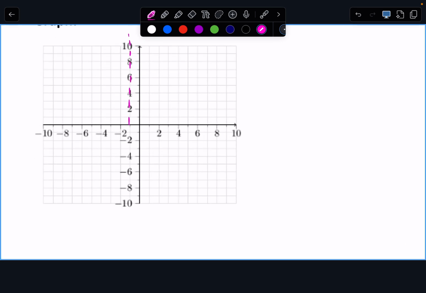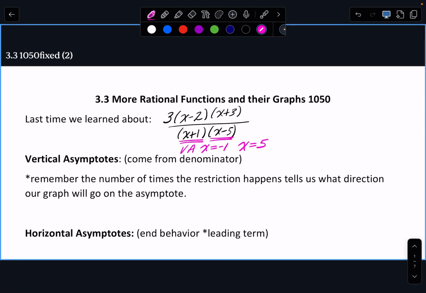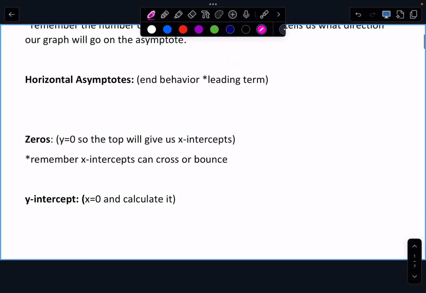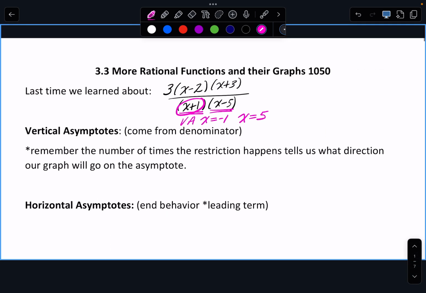Now that's really not enough information. We need to write whether it's going to go in opposite directions or the same direction. So at x equals -1, since it happened one time, see it only happened once, it's going to go in opposite directions at the asymptote. And at 5, same thing happened. It only happened once. X equals 5 happened once. So we're going to write ourselves a note: opposite. That's going to make a huge difference in how quick you can graph these.